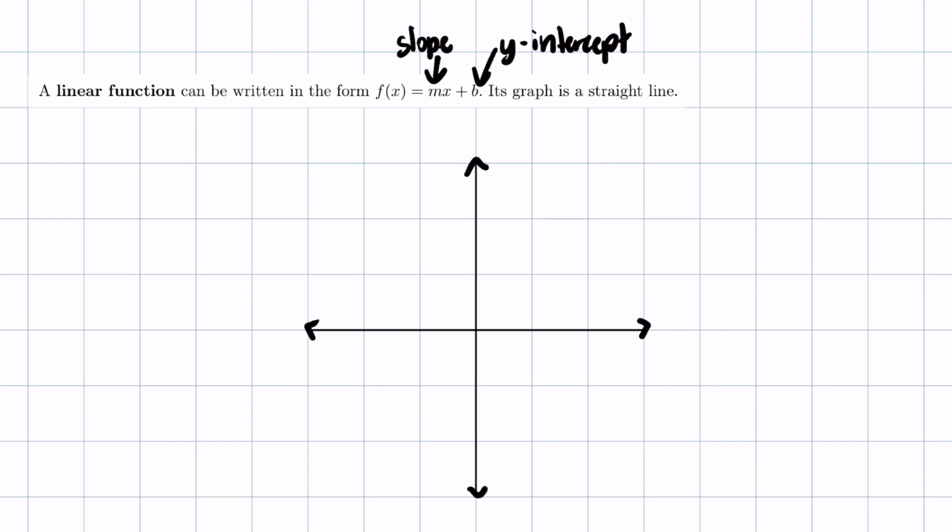So let's look at an example here. Here, our y-intercept is -1, and our slope is 2. So rise over run, and we're going to have something that looks like this, right? That is going to be our graph. As you can see, it's a straight line.